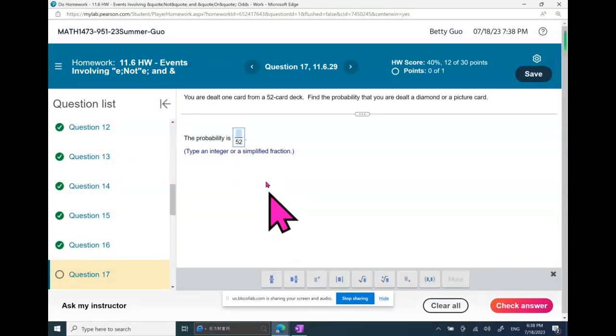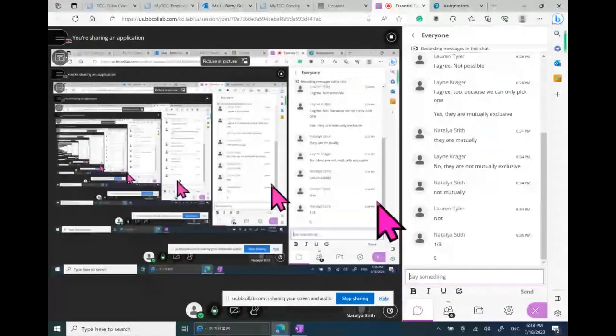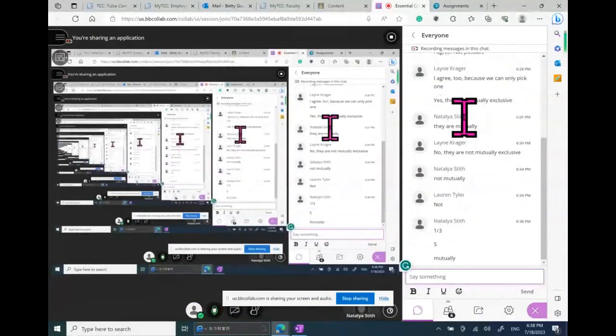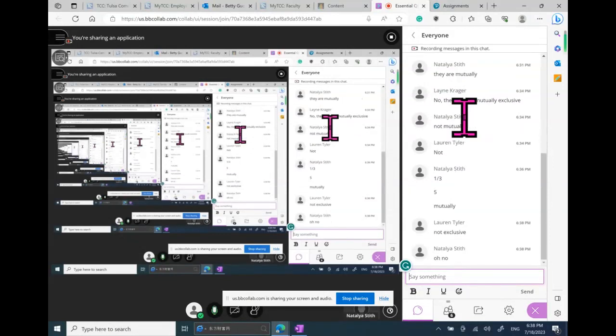Mutually exclusive or not? Getting a diamond card, getting a picture card. Really? Diamond, do we have a picture card and also diamond? Are they able to happen simultaneously? They are not mutually exclusive, right? Yeah, they are not mutually exclusive. No, they are not.